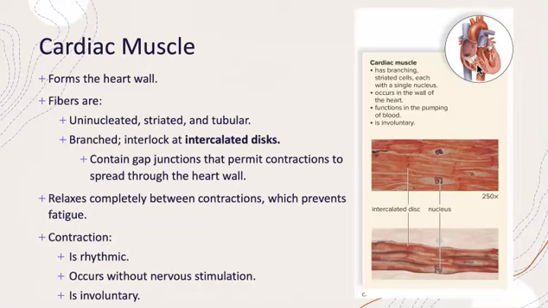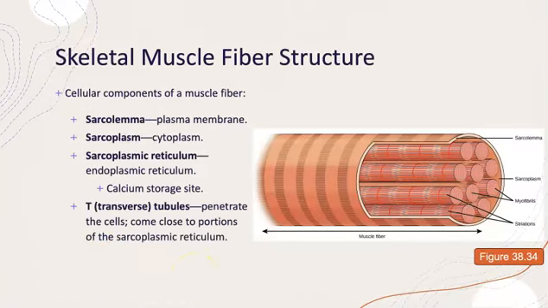When we contract, it's rhythmic and it's going to occur without nervous stimulation, because we will see later on in MP, you're going to learn that we have these non-contractile cardiac muscle cells that sit in an area known as the SA node that is going to set the nerve impulses moving through the heart to cause it to contract. So this is involuntary.